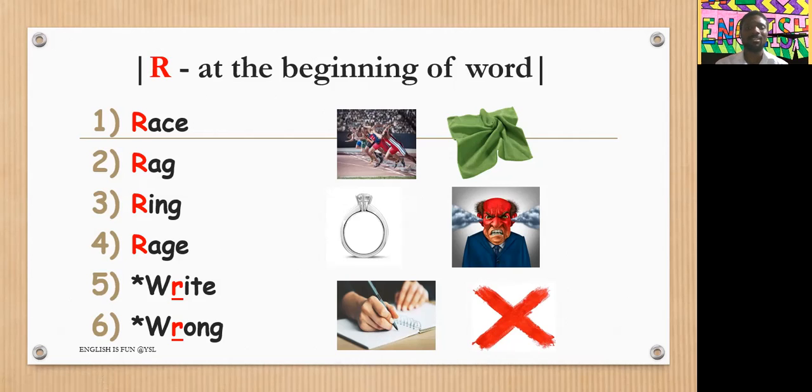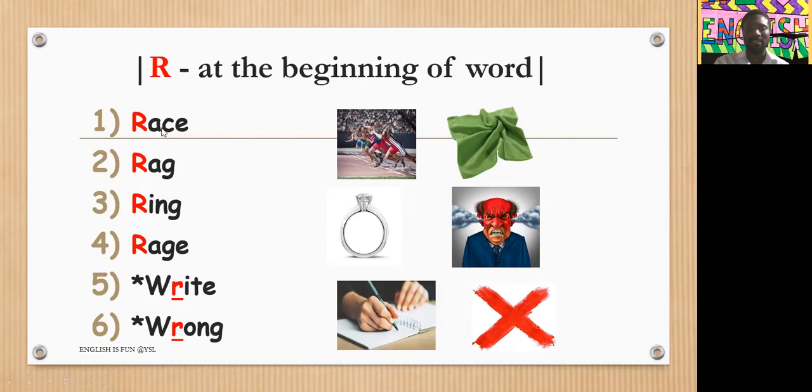The next one, wrong. We're not saying wrong, wrong. We are saying right. And of course, the next one, wrong. You can see that the R sound is actually coming out instead of the W sound. So the W is silent, and of course the R takes precedence. Right, and wrong.